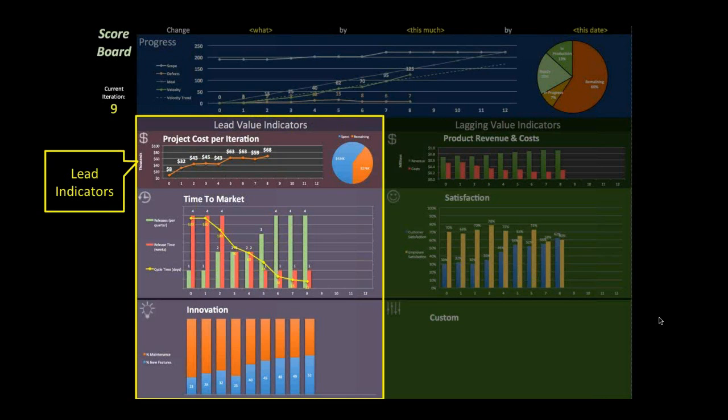And then at the bottom is innovation. What percentage of our backlog is in maintenance versus new features? And we obviously want more new features than maintenance. And so that's starting to grow up to 52%, which is a huge jump from 23.